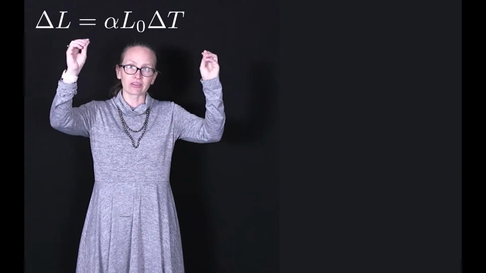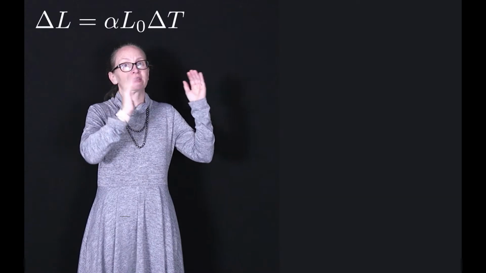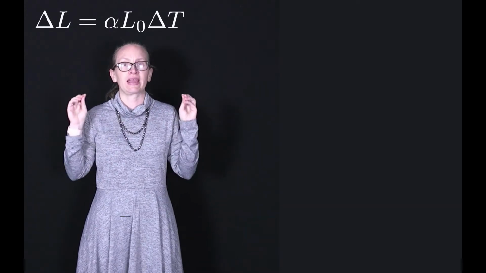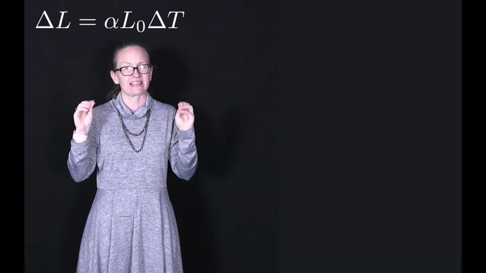So now that we've seen the equation for how the length of a solid changes as it's heated, so we've seen delta L is equal to alpha L0 times delta T, we're going to come up with an equation to describe how the volume of a solid changes as it's heated.